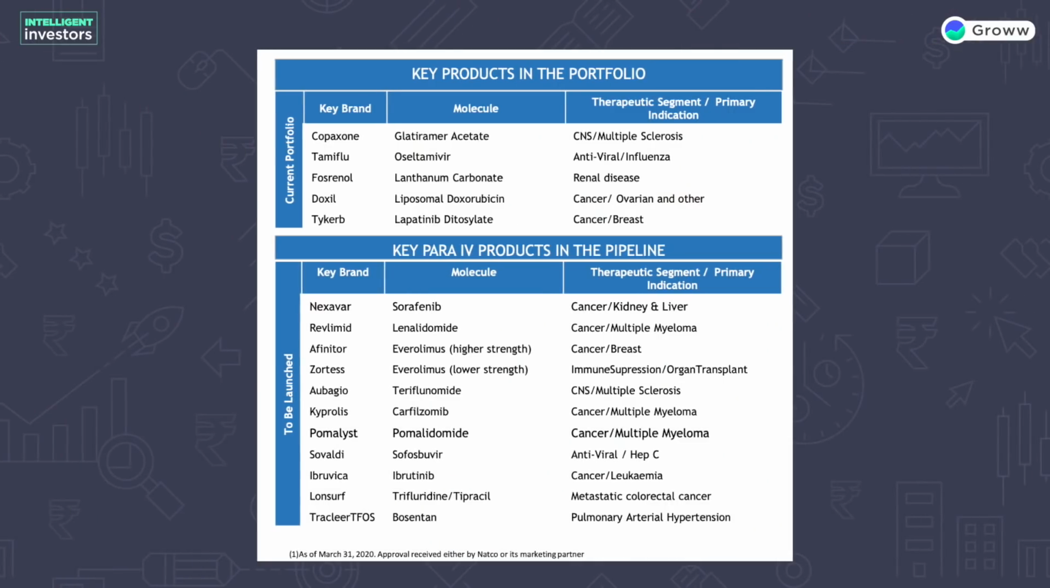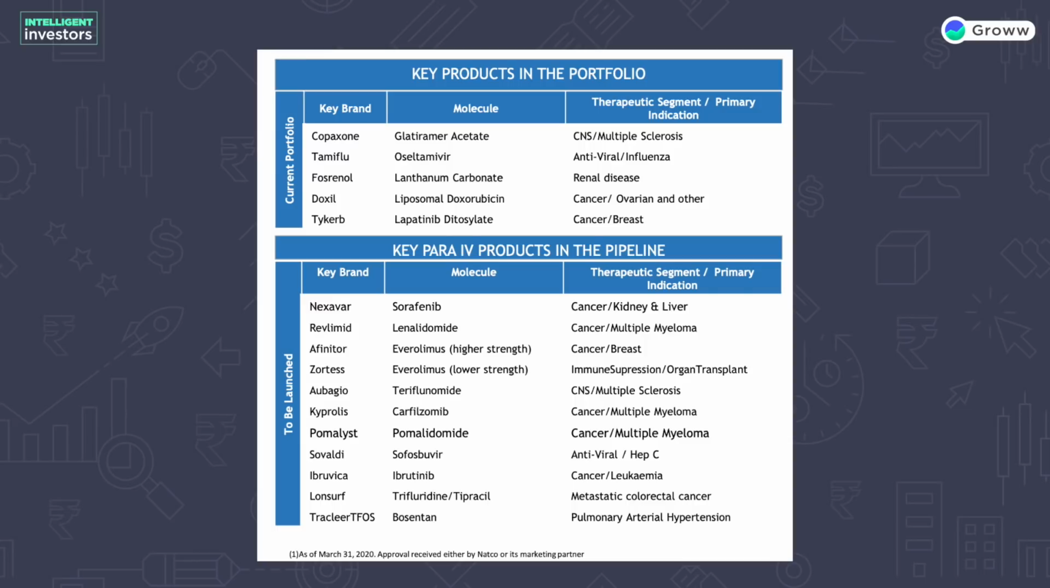Now, let me show you detailed data. I want to show you the different key products that they currently have in the market and the key products that are going to come. So I'm just going to show you a picture right now and you will see it. If you look at this, they have around 5 products currently in the market, tapping into different therapeutic segments. Some of them are multiple CNS, which is central nervous system. They have antivirals, they have renal disease, and cancer in the oncology segment.